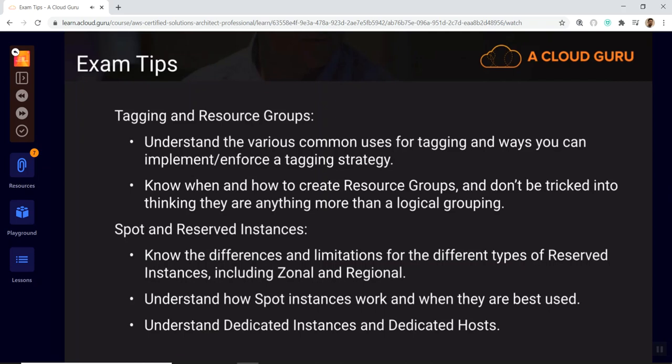For spot and reserved instances, you should know the difference and the limitations for the different types of reserved instances, including zonal instances and regional. You should understand how spot instances work and what cases you would probably best use them in, and have a good understanding of dedicated instances and dedicated hosts and the differences between the two.